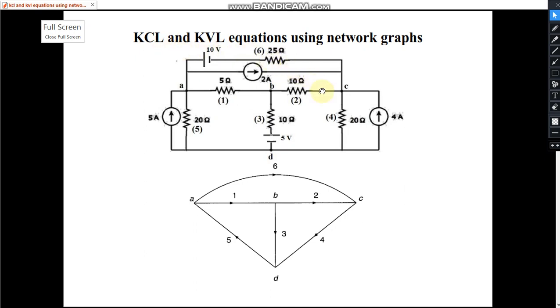KCL and KVL equations can be written in matrix forms. Actually, KCL and KVL equations are linear algebraic equations, so they can easily be put together in terms of matrices. But the formulation becomes very easy if that formulation is based on the network graphs.